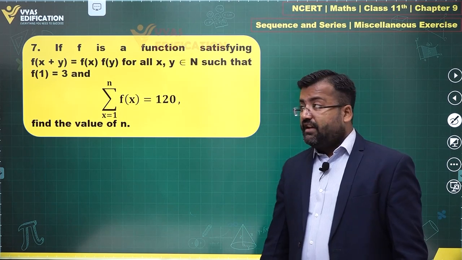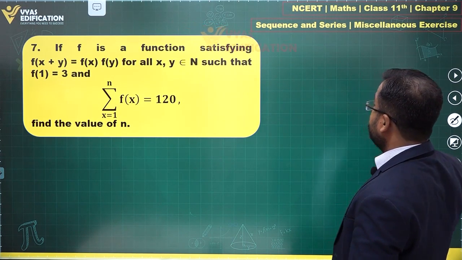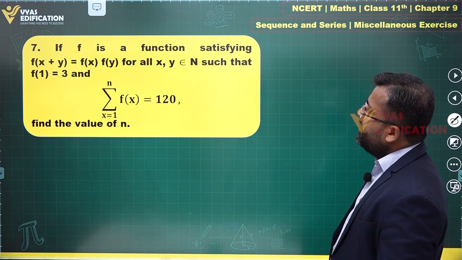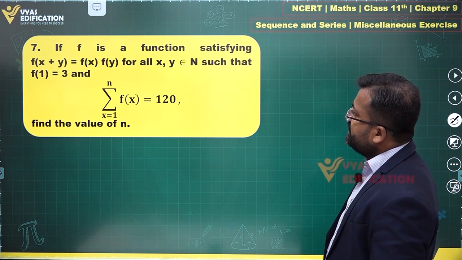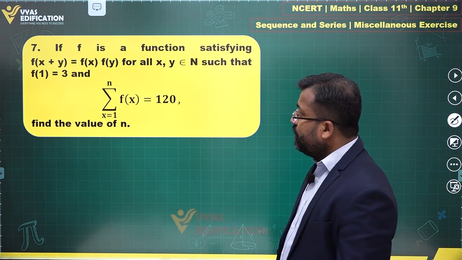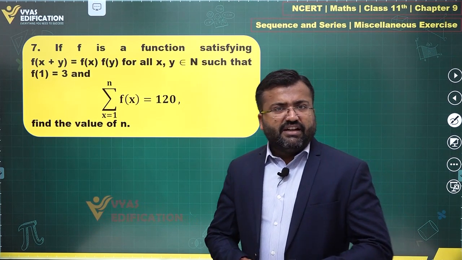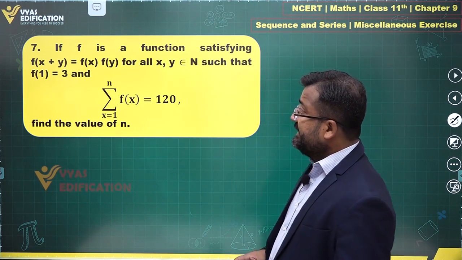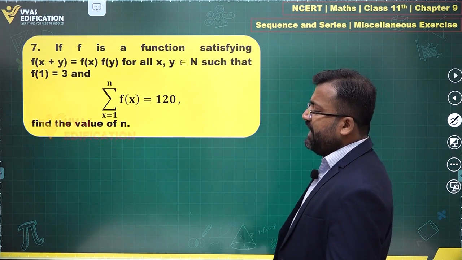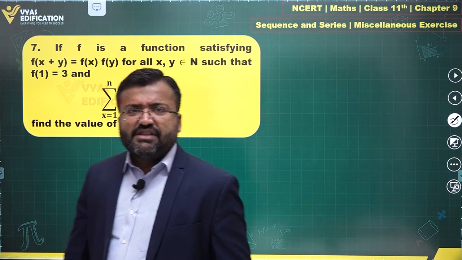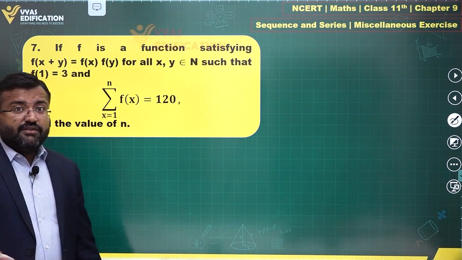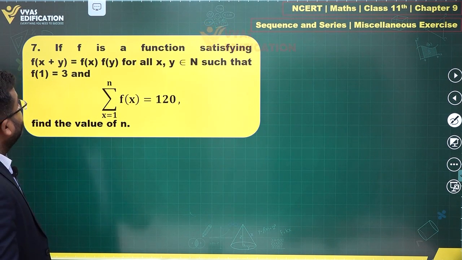Question number 7 says, if f is a function satisfying f of x plus y is equal to f of x times f of y for all x, y belonging to natural numbers, such that f1 equals 3 and sigma of this f of x is equal to 120, find the value of n. Interesting question from the point of view that something called a function is involved over here. Yes. And how will we handle this? Why is this question present in the chapter sequence and series? Let's see that. So first of all, obviously we should be getting some kind of a series over here.